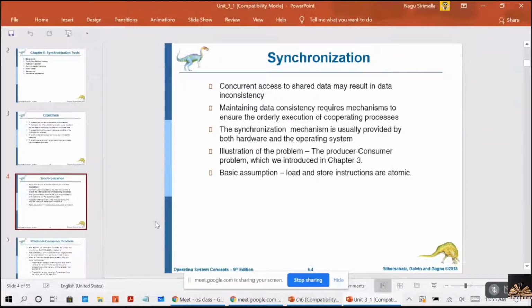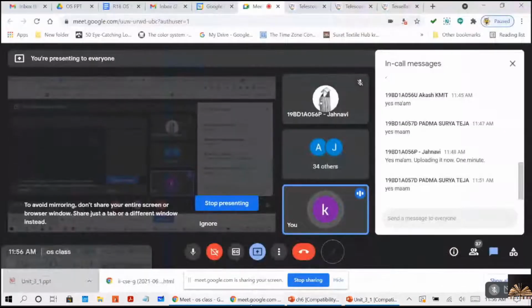We all know the producer-consumer problem, which we discussed in the previous chapters, right? There we discussed inter-process communication, where we discussed this producer-consumer problem. Do you remember? In shared memory, if two or more processes are getting access to the same memory, there we discussed the producer-consumer problem. Do you remember, guys? Yes.